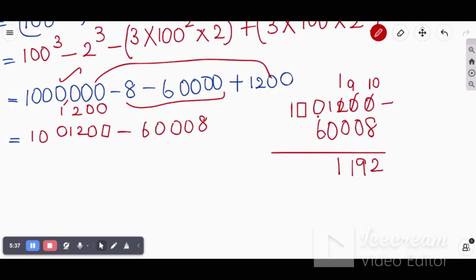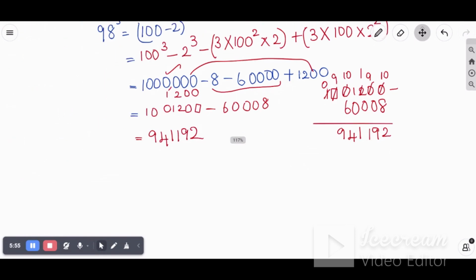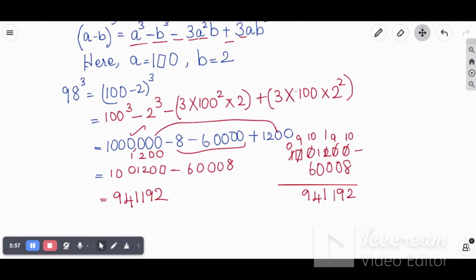So this is a 1, 1 and this will be again a 10 and this will be a 9 and this will be a 0. So this will be a 4 and 9. So now your answer will be 94192. So this is your answer. Please be careful with your subtractions and additions. So we have arrived at the conclusion here.